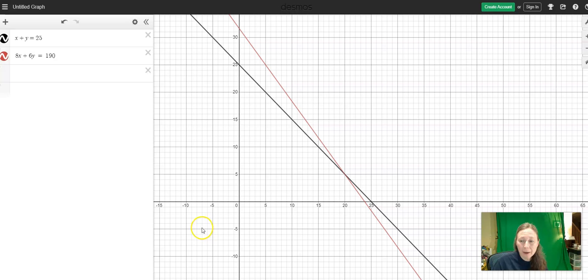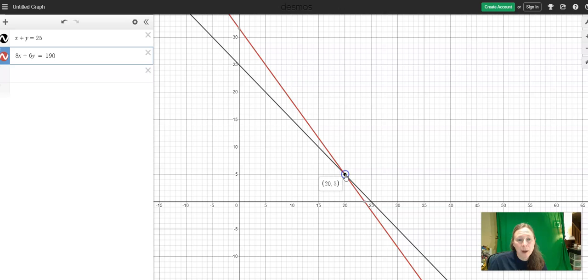Okay, I had to zoom out a little bit to see it, but I took our two equations and I plugged them into Desmos. x plus y equals 25, and 8x plus 6y equals 190. The black line is the total number of tables adding up to 25, and the red line is the total number of seats adding up to 190. And those lines represent all the possible values that would match each constraint. But as you can see, again, there's only one value that matches both of those constraints at the same time.